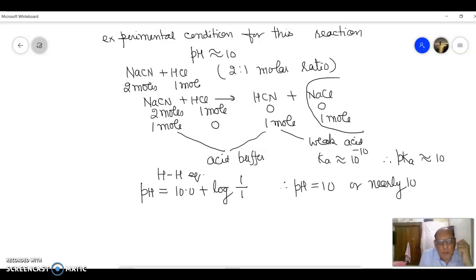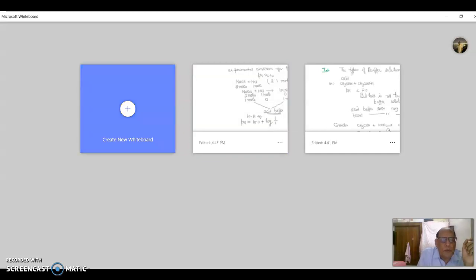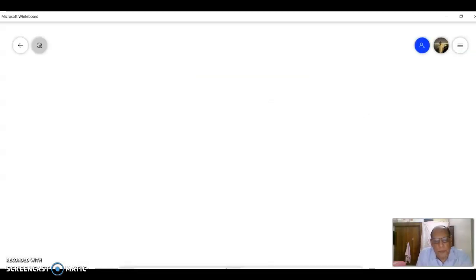So this illustrates my point. We have prepared an acid buffer solution whose pH is more than 7, it is 10. So it should be clear now that it is not necessary that the pH of an acid buffer solution is bound to be less than 7, it can be even more than 7. And similarly, the pH of a basic buffer solution can be less than 7. This is all about the first misconception that I wanted to tell you.